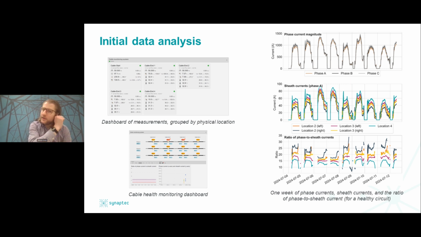And then on the right, you have these three plots that show some real measurements from that system during July this year. On the top is the phase current over time. This is about eight days of data, and you can see a pretty typical daily load cycle on that circuit. In the middle is the sheath current measurements at various locations. And at the bottom is the ratio of phase current to sheath current measurements.